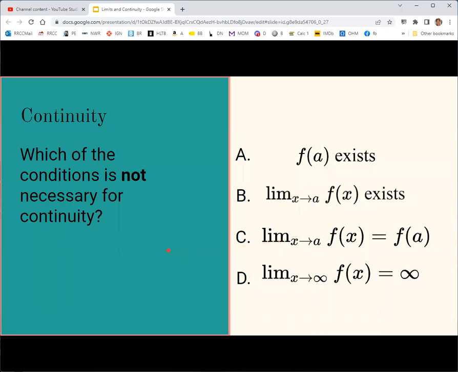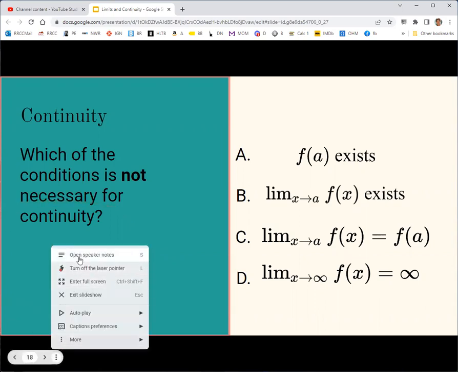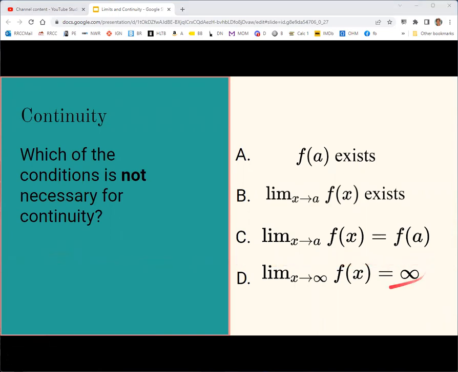Moving on to continuity, just a quick review of the three conditions for continuity for a function of a single variable, which were brought up in Calc 1. Which one of these is not necessary for continuity? And the correct answer is D. You don't need the limit as x goes to infinity to be infinity, but you do need the first three. The function has to be defined at the point, the limit has to exist at the point, and the limit at the point has to be equal to the value of the function there for it to be continuous at that point.